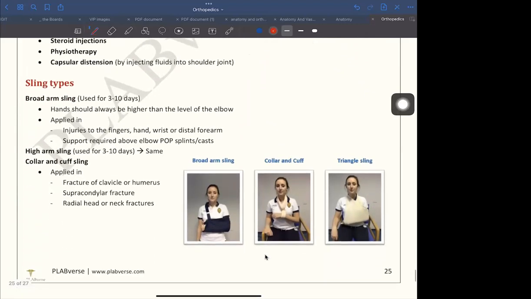Well, we have multiple sling types. There is the broad arm sling, which is the one you can see here, and the high arm sling, that's the one. And the collar and cuff, oh sorry, this is the collar and cuff, all right? This is the collar and cuff. And the high arm sling is basically like this one, all right?